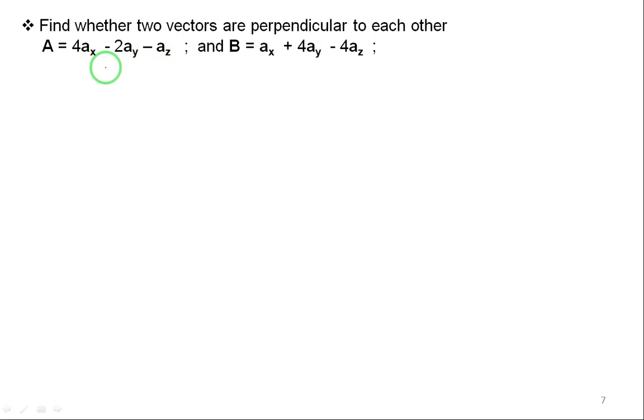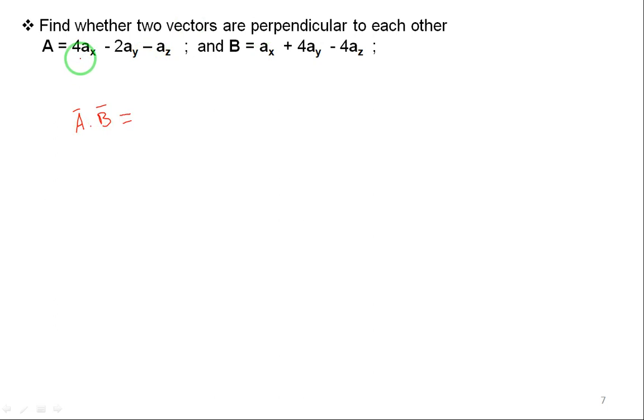It is asked to find out whether two vectors are mutually perpendicular to each other. Then we know one of the properties: if the dot product of two vectors is 0, then the two vectors are mutually perpendicular to each other. Here we will find out the dot product. If it is 0, then they are mutually perpendicular. If it is other than 0, then the two vectors are not mutually perpendicular. So first we will take the dot product, A dot B. Just multiply the components.